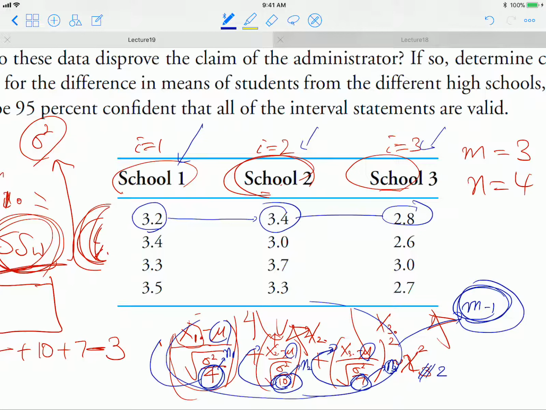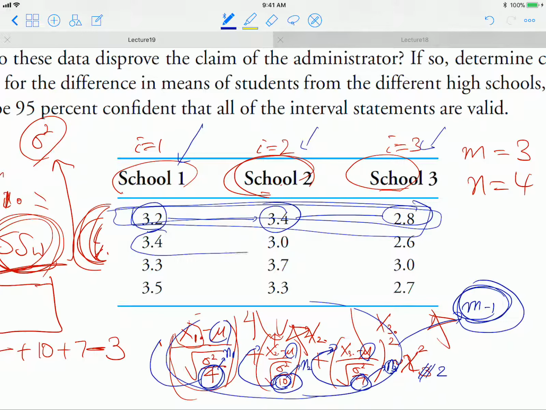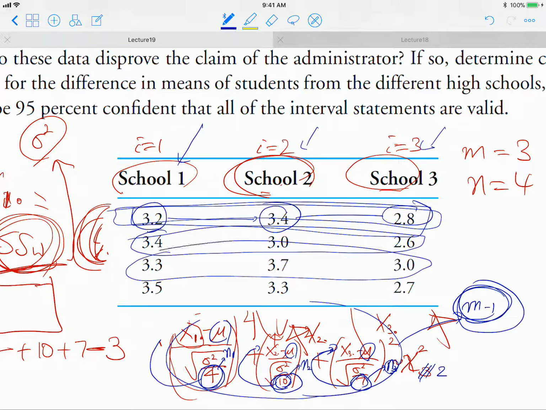So we consider this kind of paired setting. These are all the same person, and then the second one is the same person, and then the third one is also the same person. Okay.